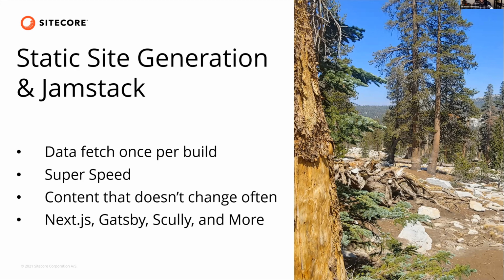Jamstack is more of the architecture that supports pre-rendering, fast delivery, and rehydration, and static site generation are the tools that you would use to help you with that. So the tools and frameworks that support static site generation, and then Jamstack is the overall architecture that you're trying to achieve. But with static site generation and Jamstack, you're moving that data fetching process to your build time, and you're doing it just once at build time.